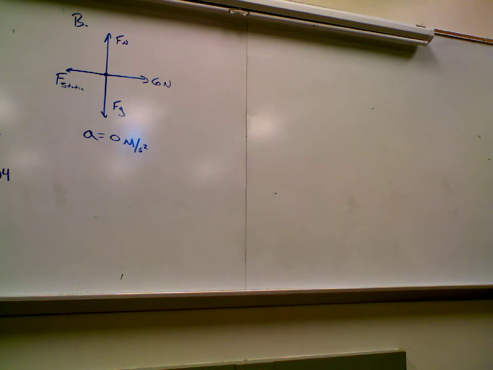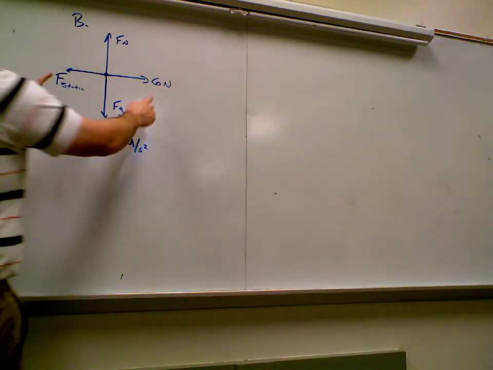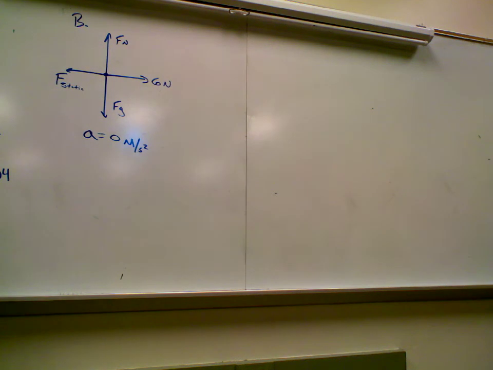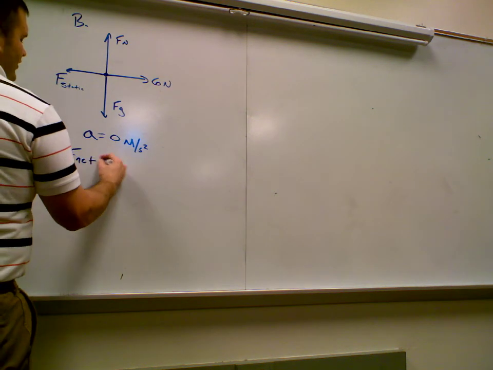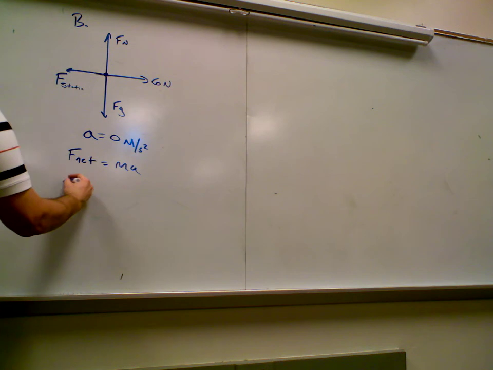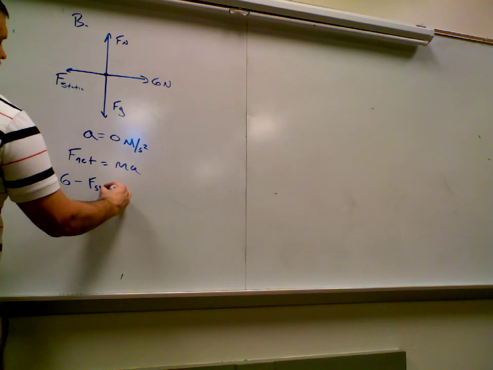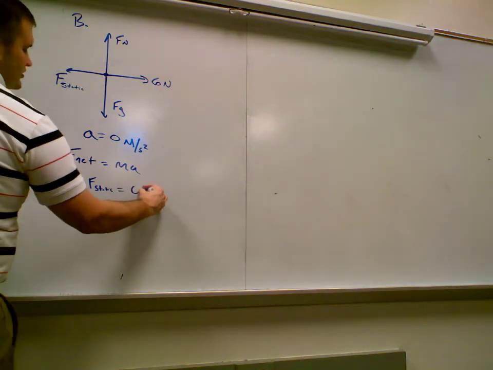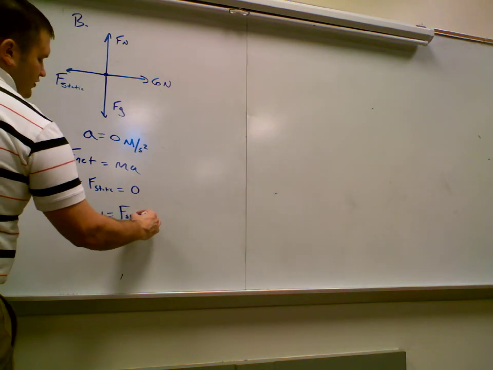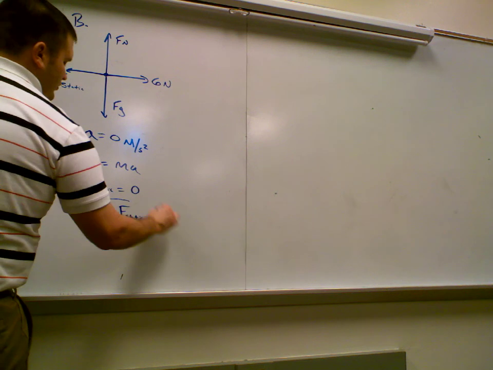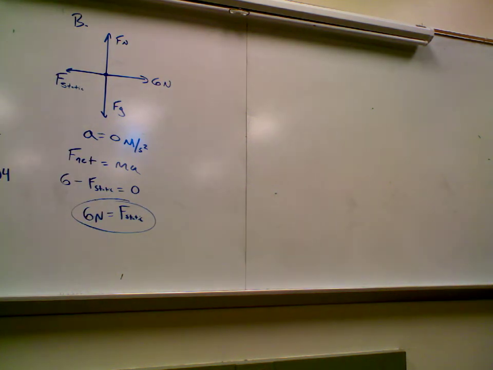If we're not moving, what has to be true about these two forces? Sorry, not just not moving, but not accelerating. These two have to be equal, because we know F net equals ma. So the 6 Newton pull minus the force of static friction equals 0. So 6 newtons equals the force of static friction. Does that make sense?